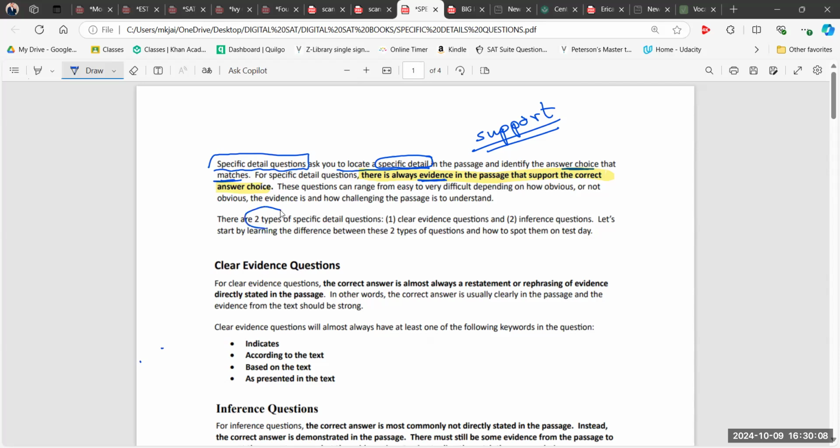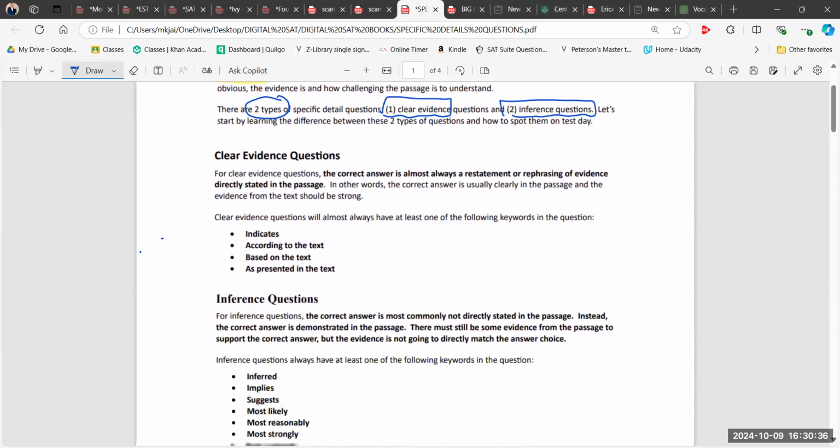Yes, Leah, can you tell us what kind of questions we have? So the first one could be clear evidence. Yeah, clear evidence. Okay, from the question itself, you can get the evidence in a clear way. Or inference questions. These ones are a bit harder than the clear evidence. How can we recognize it?